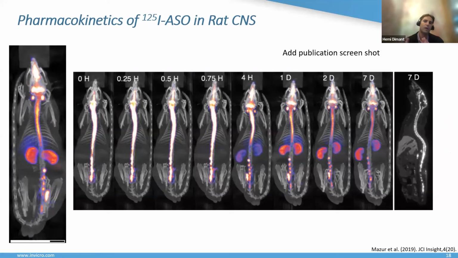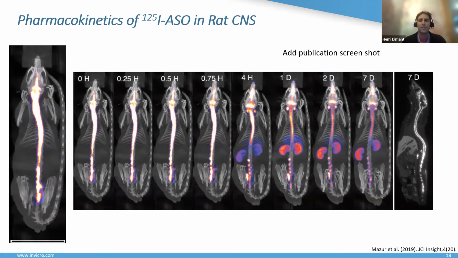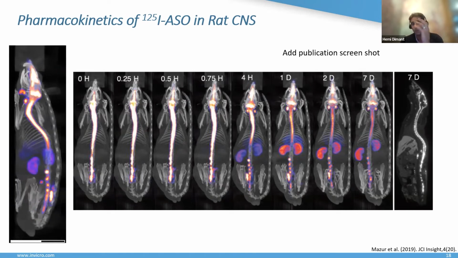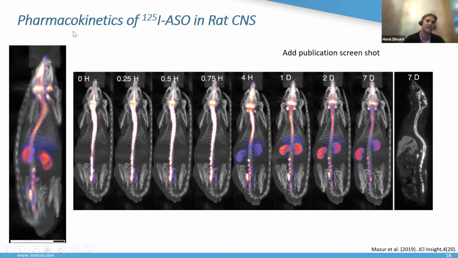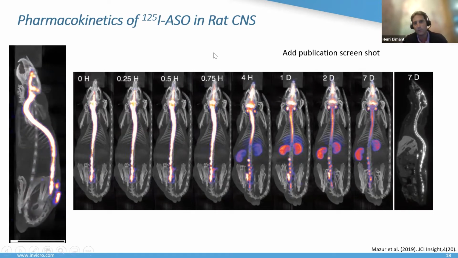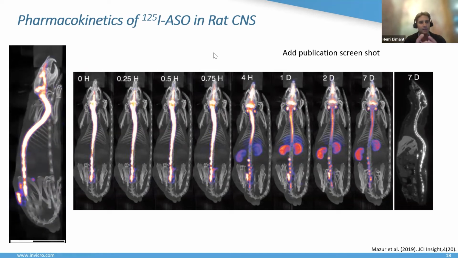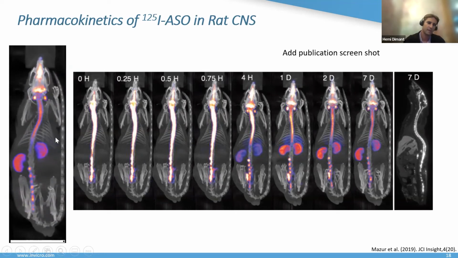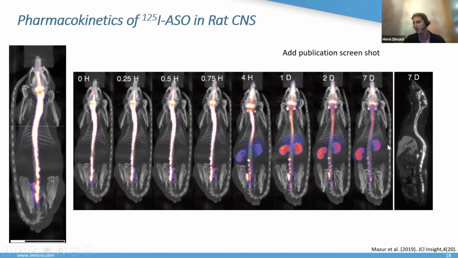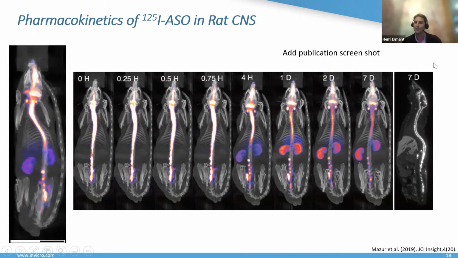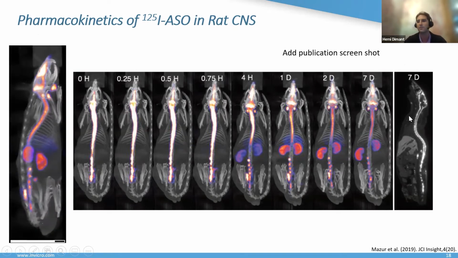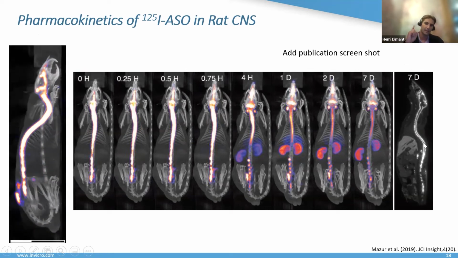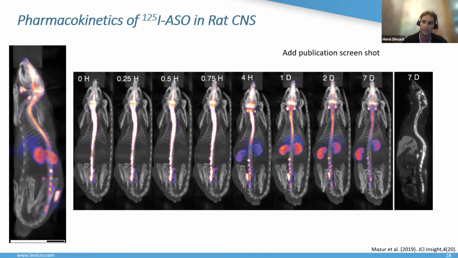Then at 4 hours, we're starting to see clearance into lymph nodes, cervical lymph nodes, and kidneys, all the way to day 7. On the left here, we've combined all those scans into a single volume, so you can see what happens over time, the distribution and the clearance. Here on the right side, that's not SPECT, that's AutoRAD. We've combined AutoRAD in this case to increase the resolution, looking at one single plane of the distribution of the ASO.